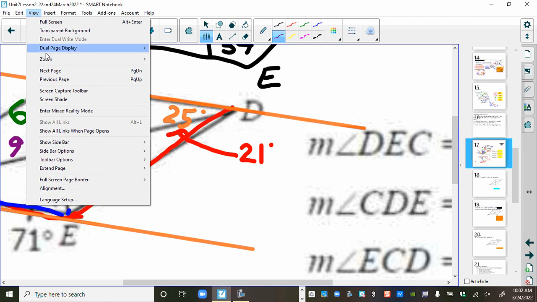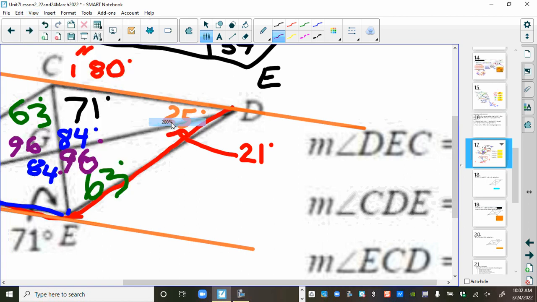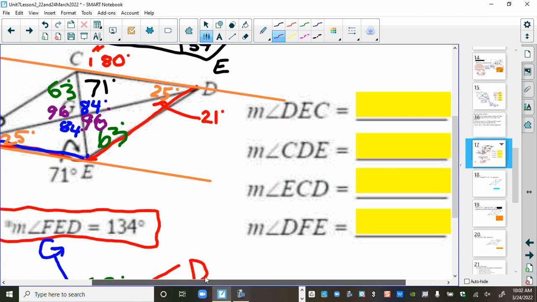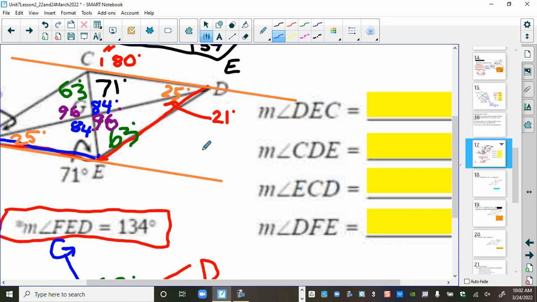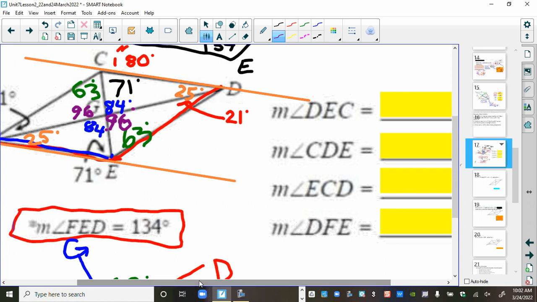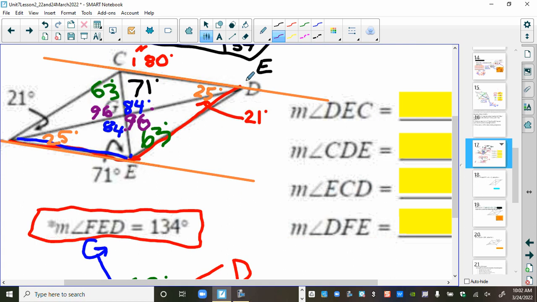I'm going to have to zoom out a little. All right. DEC. Notice we start in this corner here, right? D is where we start. Do we agree? We start with D, yeah?